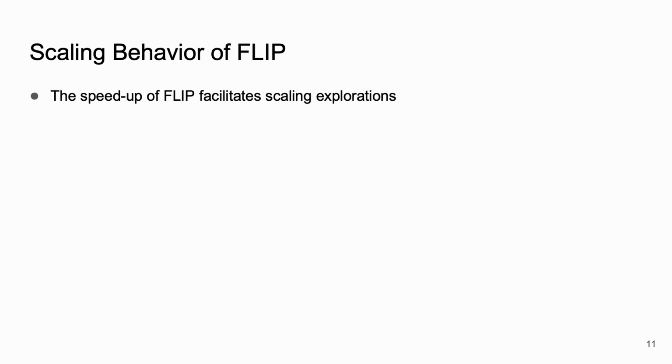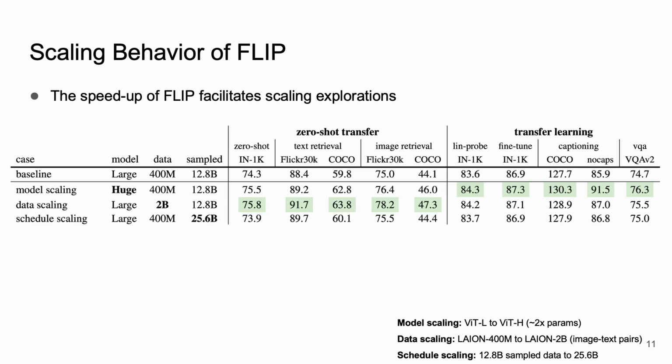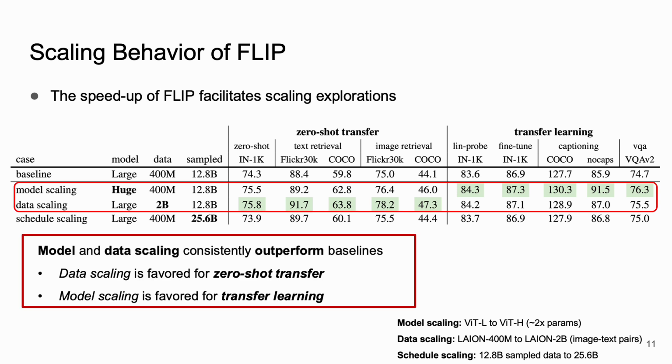We further explore the scaling behavior of CLIP, leveraging the speed-up gain from FLIP. Specifically, we study the scaling along three axes, including model scaling, data scaling, and schedule scaling. As we can see, model scaling and data scaling consistently outperform the baseline on different evaluation tasks. Specifically, we find data scaling is favored for zero-shot transfer tasks, while model scaling is favored for transfer learning tasks.